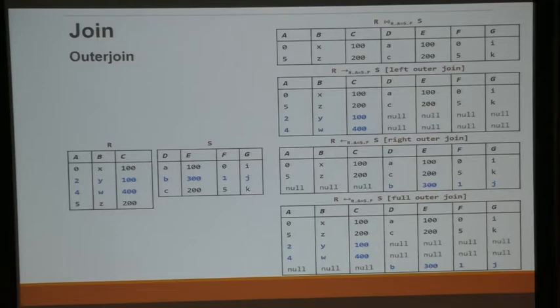There are left outer joins, right outer joins, and full outer joins. So simplistically, this is what you will get. The left outer join is basically an arrow from the left to the right. What it means is you preserve the dangling tuple on the left, but because it doesn't have a corresponding value on the right, you make them null.